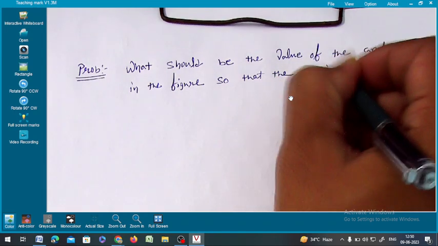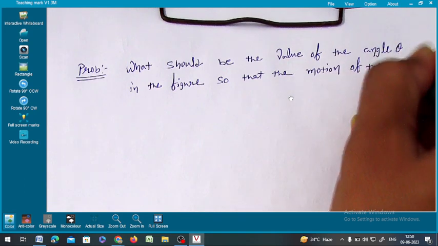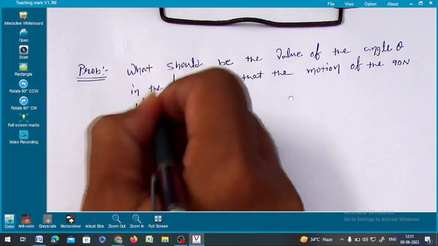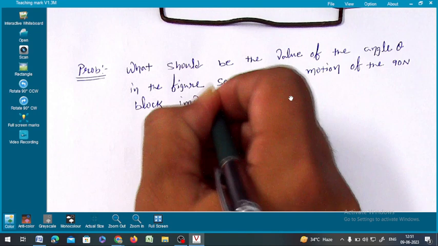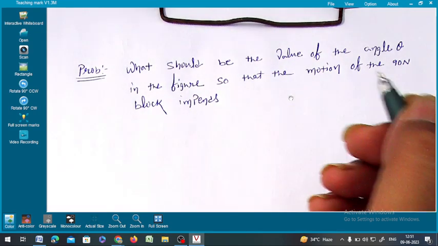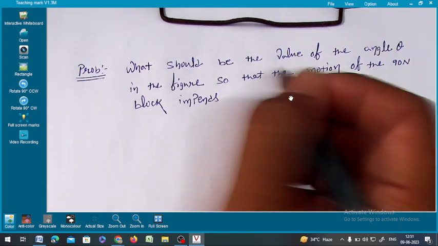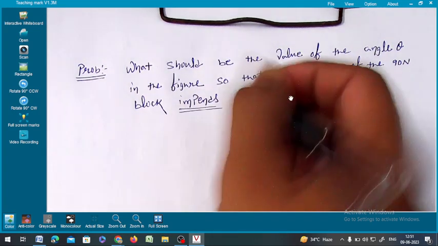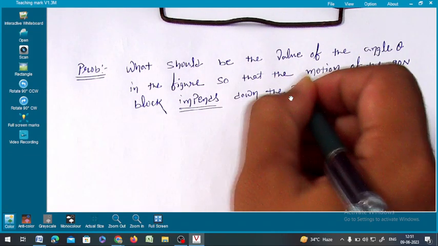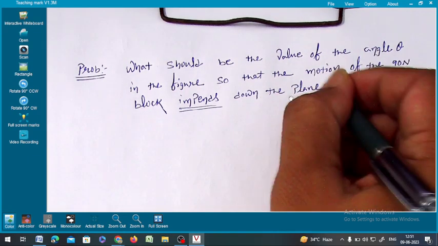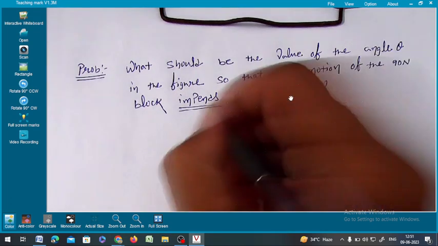Here the figure is given to you. What should be the value of the angle theta in the figure so that the motion of the 90 Newton block impends? What is impends? Impends down the plane means the block is going down the plane. Impending means going down the plane.